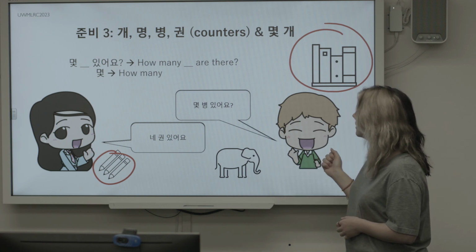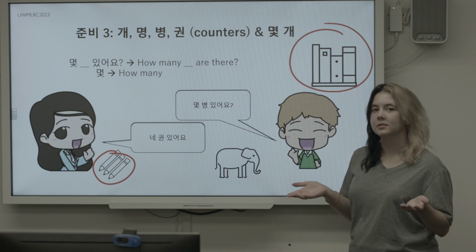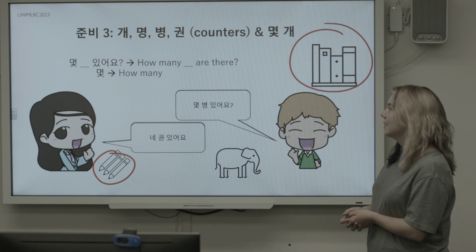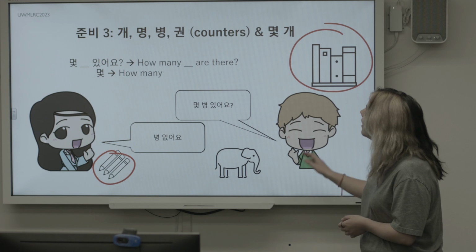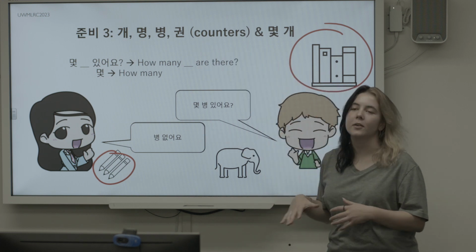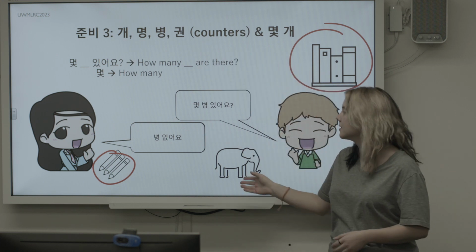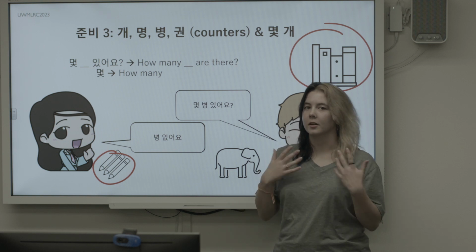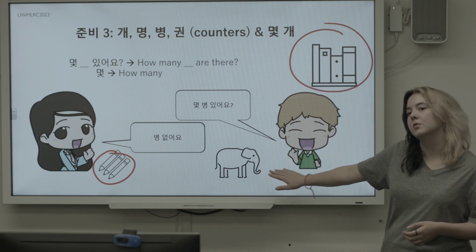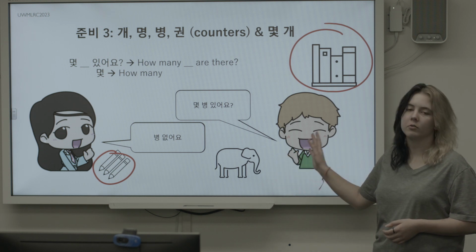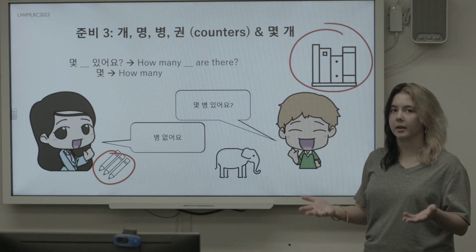Lastly, Andy asks, 몇 병 있어요? And this is a trick question because there are no bottles here on the slide at all, and 병 is the counter for bottles. So Mina says, 병 없어요. There are no bottles. If we wanted to talk about animals, we would use the counter that you saw on the first slide for animals, which is 마리.